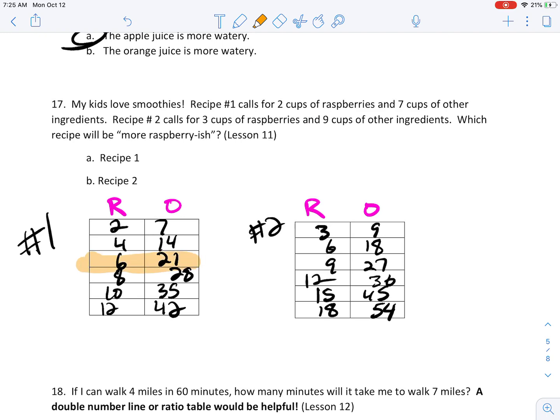Well, I see 6 and 21 here and 6 and 18. So for every 6 raspberries in recipe 1, there are 21 other ingredients. But for recipe 2, for every 6, there are only 18 other ingredients. So which recipe will be more raspberry-ish? It's going to be recipe 2.